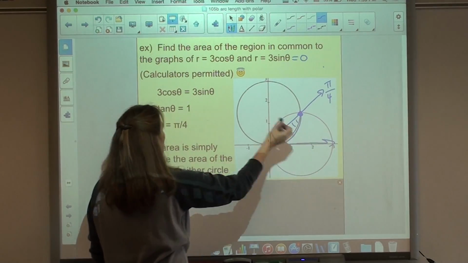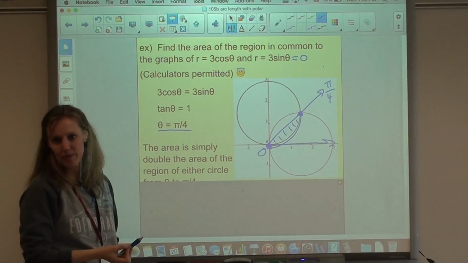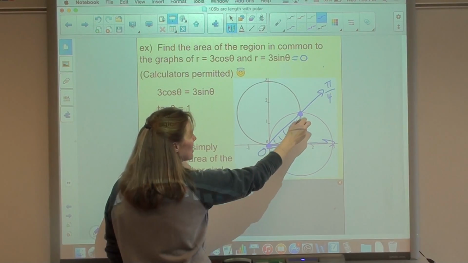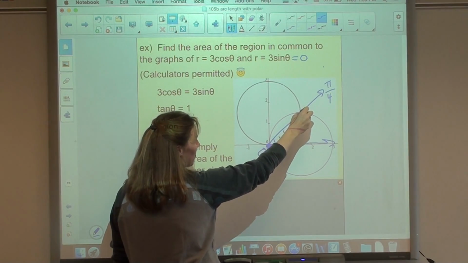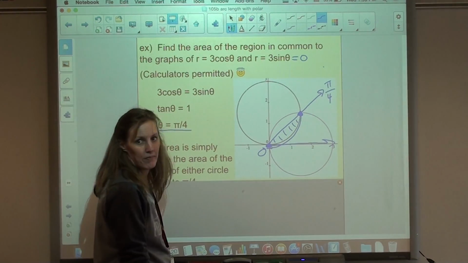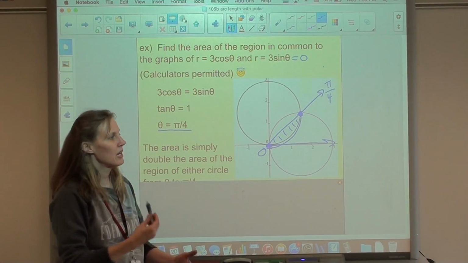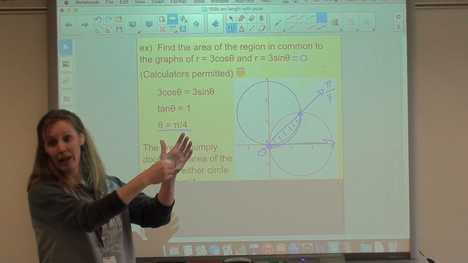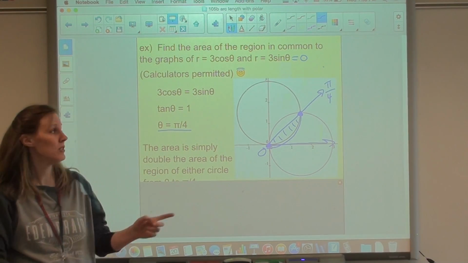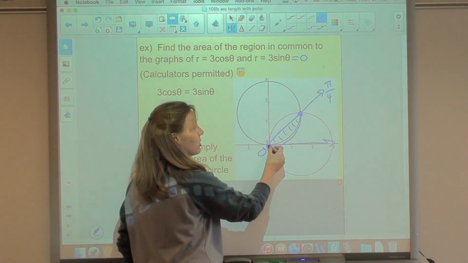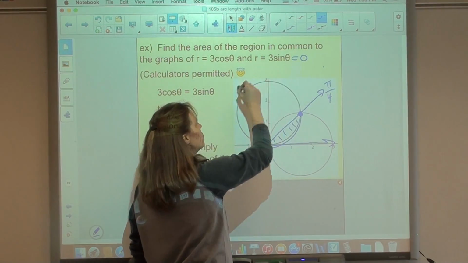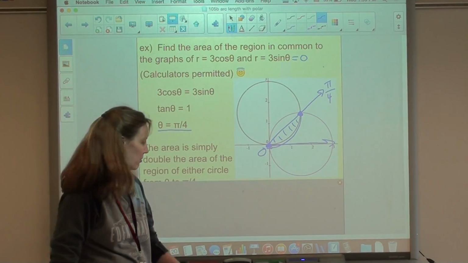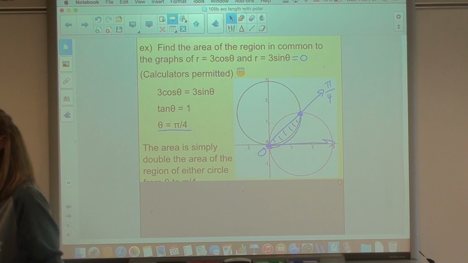Then I need the angle that gives me this point, which I found by doing points of intersection. Once I get the angle that gives me the starting value, I take the next consecutive angle that gives me the next point I want, and go from there to there. Be careful, because you don't want to go to 5 pi fourths, or it's going to get messed up. You want to go consecutive.